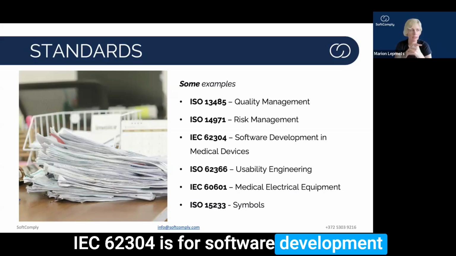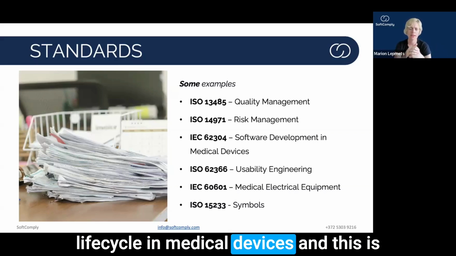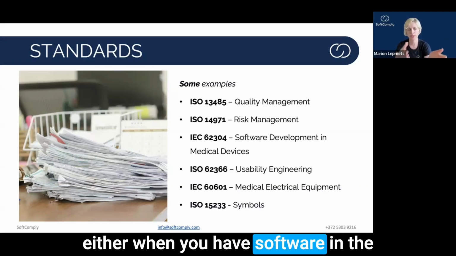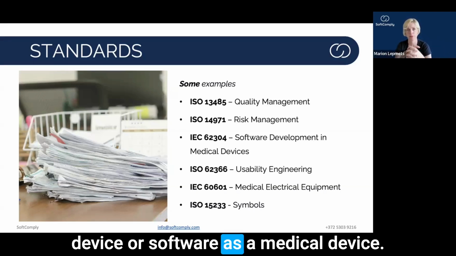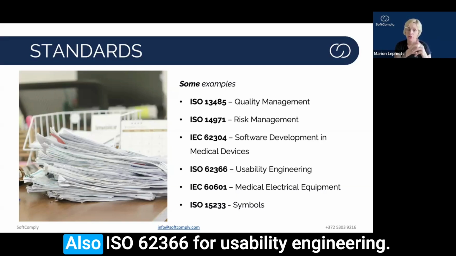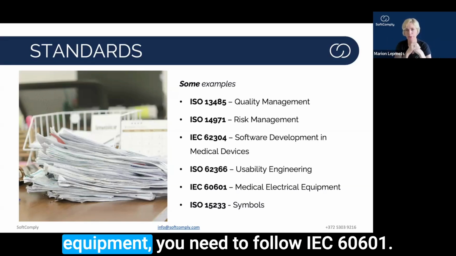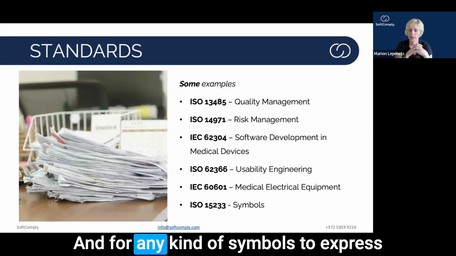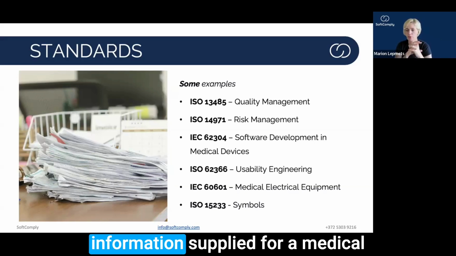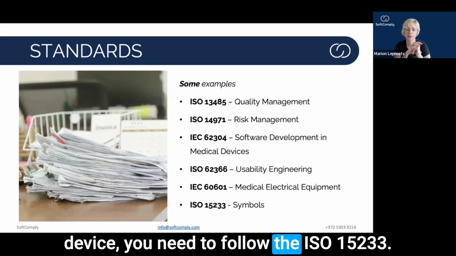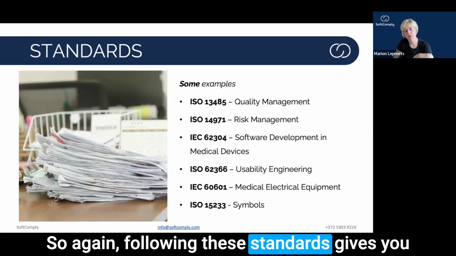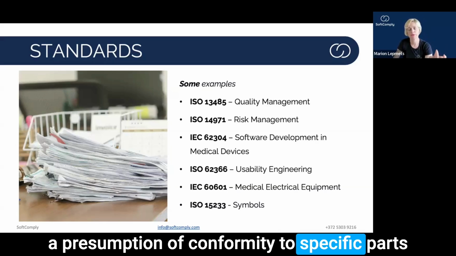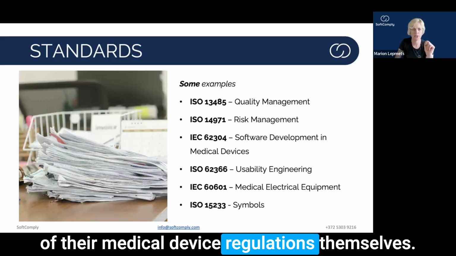62304 is for software development lifecycle in medical devices, and this is either when you have software in the device or software as a medical device. Also 62366 for usability engineering, and if you have medical electrical equipment, you need to follow 60601. And for any kind of symbols to express information supplied for a medical device, you need to follow the ISO 15223. So again, following these standards gives you a presumption of conformity to specific parts of the medical device regulations themselves.